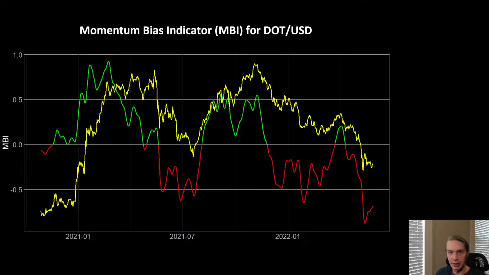Today I want to talk about DOT, what some of our indicators are making of its recent price action, and whether or not it might still be on track despite this bear market.